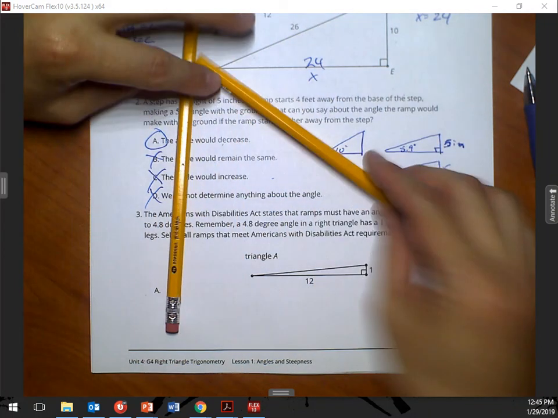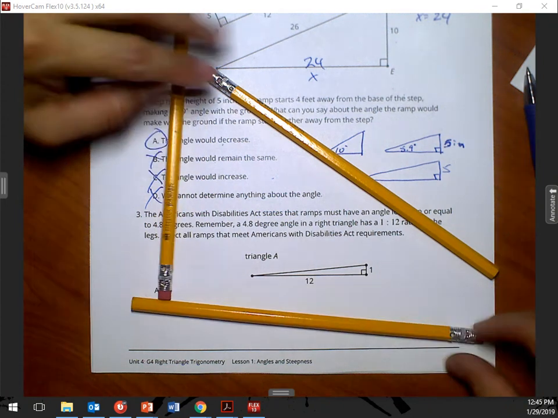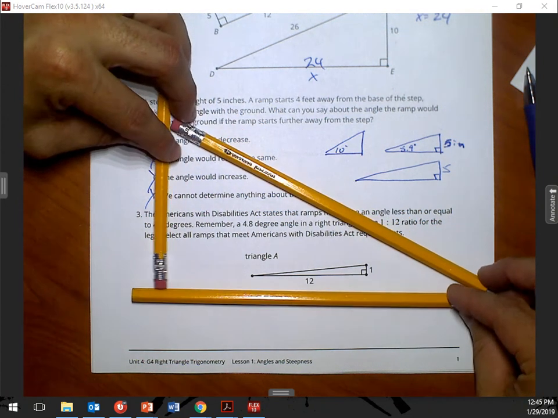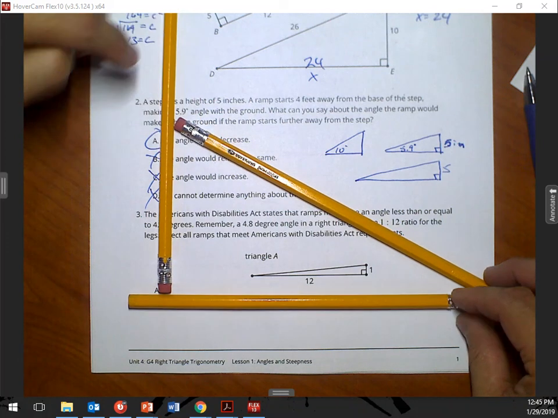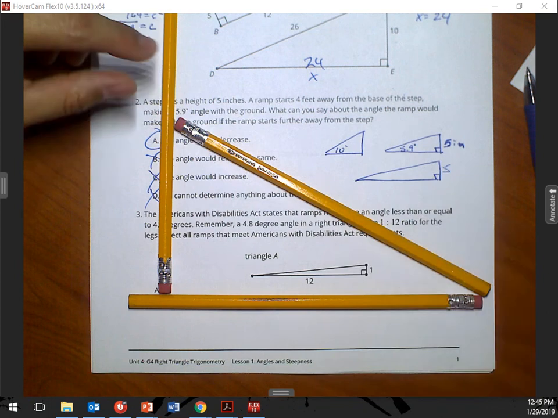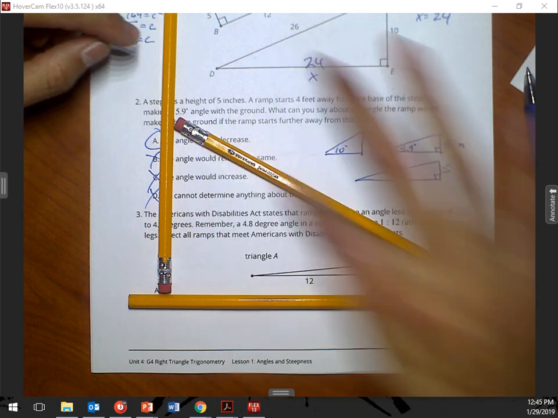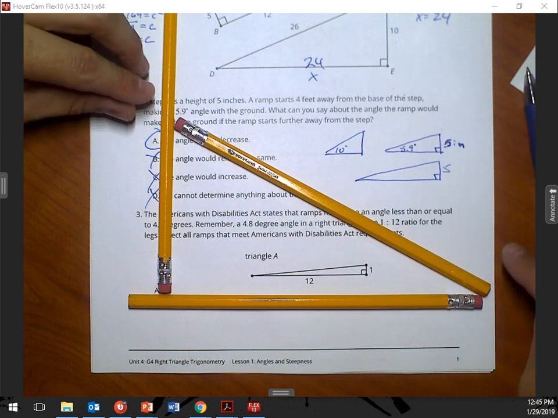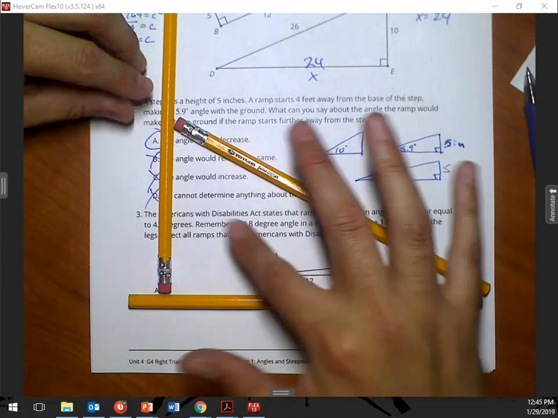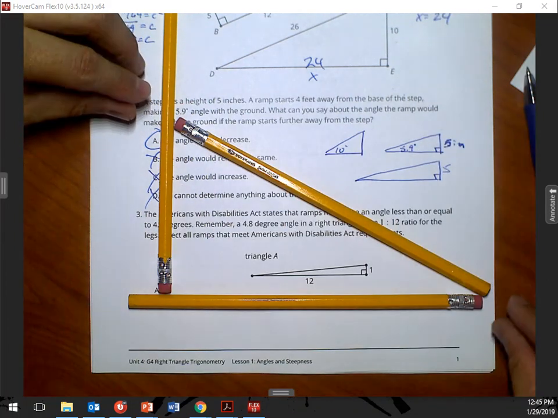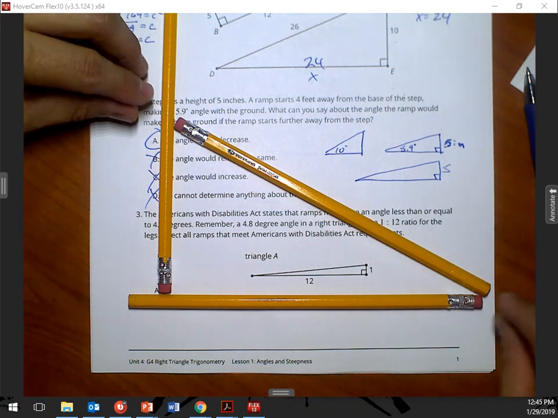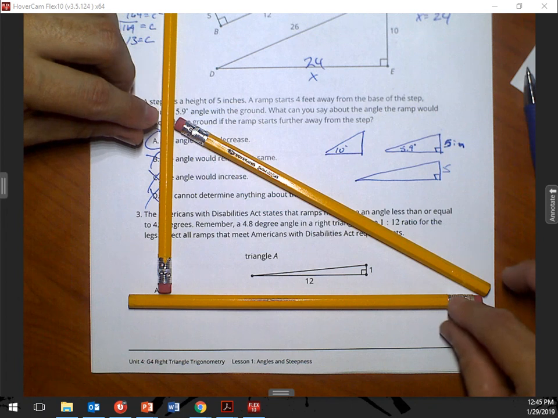So what I'm going to do is keep one of these like this. Now, let's pretend this is my triangle. This piece is my ramp. This is my ramp right here. Now I'm going to keep making this the same right here. I'm going to extend this one further out.